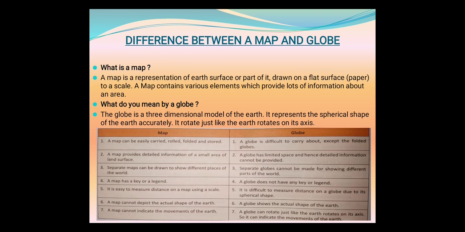What do you mean by a globe? A globe is another tool used to represent the various features of the earth. The globe is a three-dimensional model of the earth. It shows the actual shape of the earth. It rotates just like the earth rotates on its axis.